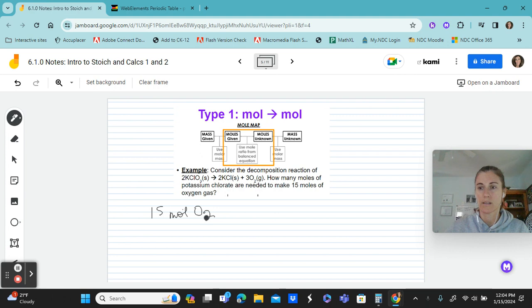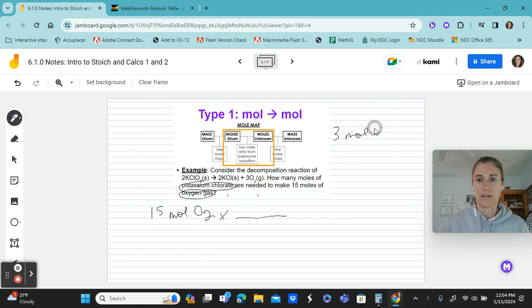That is really something that I emphasize that you should do, because it's really easy to get confused about what you're talking about, especially when you're doing moles over moles, which is the same unit. We're talking about different things in the equation. So 15 moles of oxygen, and I'm going to set this up with dimensional analysis, and I'm going to look for the mole-mole ratio between oxygen and potassium chlorate. So this is oxygen, this is potassium chlorate.